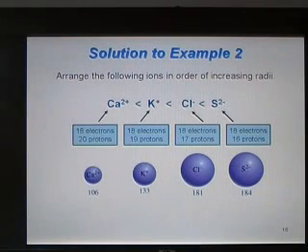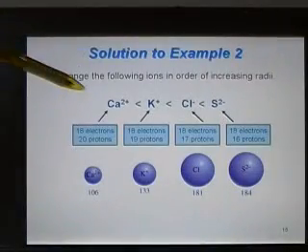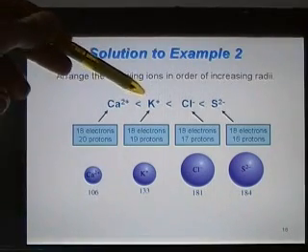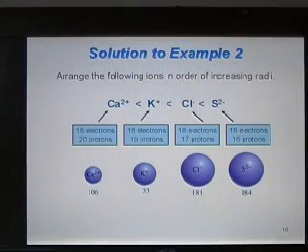Here's the solution to this example. The first thing that you should notice is that all of the ions have the exact same number of electrons. Ions and atoms that have the same number of electrons, or identical electron configurations, are known as isoelectronic. So calcium 2+, potassium+, Cl- and S2- are isoelectronic to one another.